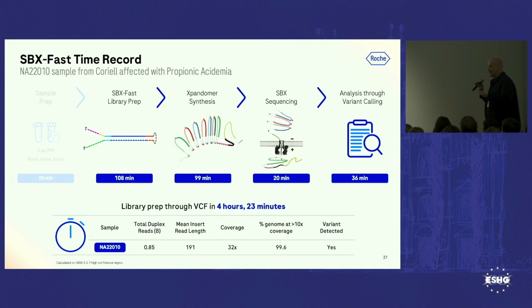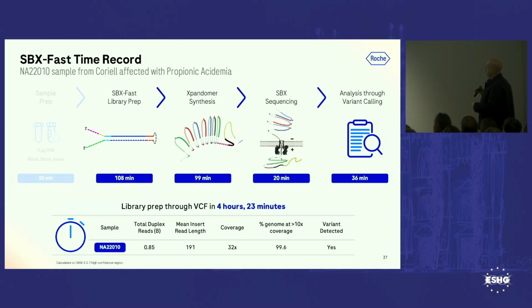This is something that we've been actively working on since February: SBX fast time trials in a solo sample. How fast can we process a human genome? And so the workflow we showed above goes from library prep to expandamer synthesis, sequencing, and then analysis through variant calling. Those are the time windows that we ran.